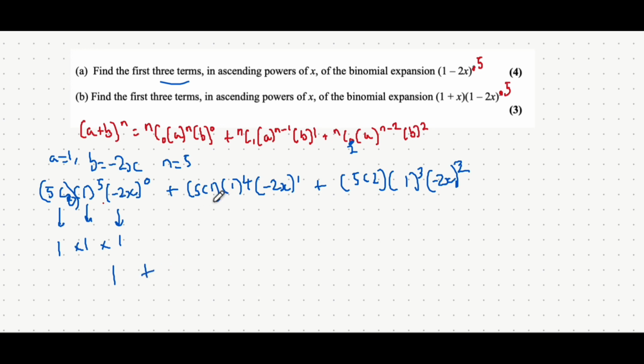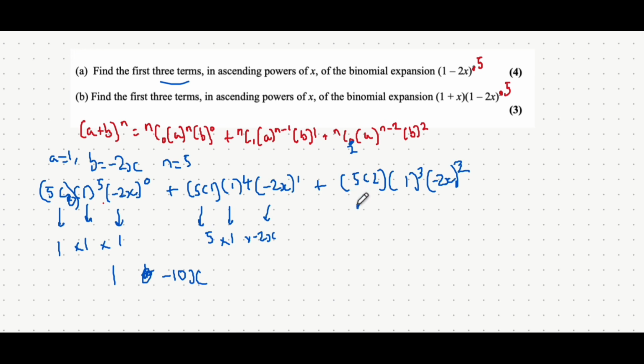Moving on to the second term, let's first do 5 choose 1 on our calculators. So 5 shift divide 1. That'll get you the number 5. 1 to the power of 4 is 1. Minus 2x to the power of 1 is times minus 2x. 5 times minus 2 is minus 10, so that tells you that the second term is actually just minus 10x.